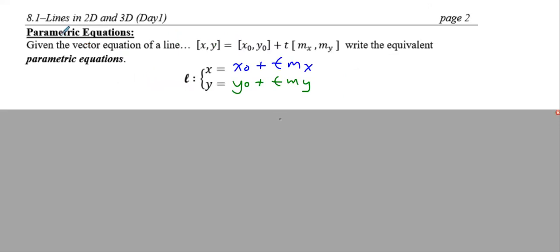Parametric equations are basically ways of just writing independent components. So your line can be broken up into an x component and a y component. The x component follows all the x portions.